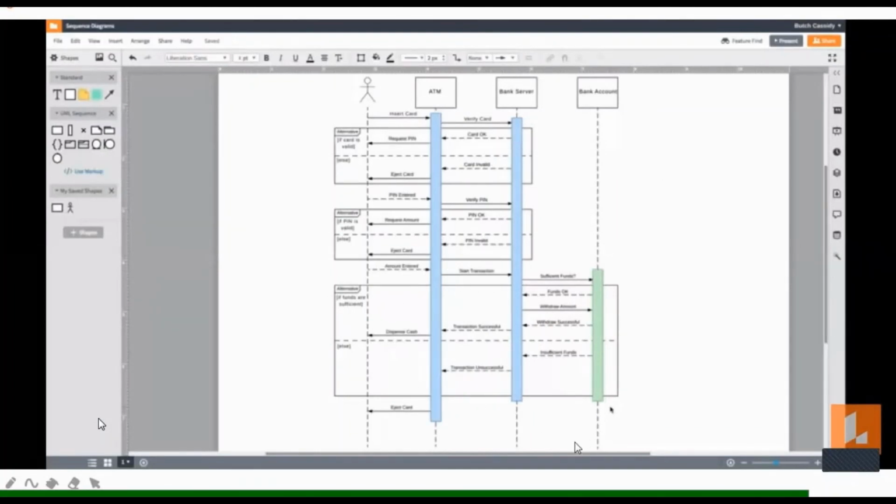This is all for your sequence diagram. Okay, this is all the basics that we could cover according to our syllabus. Thank you, everybody.